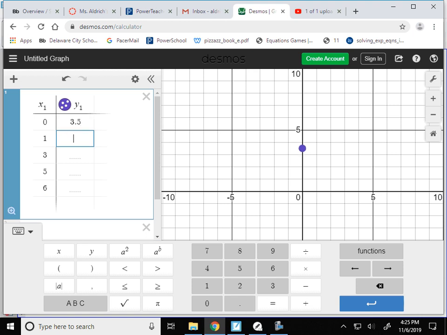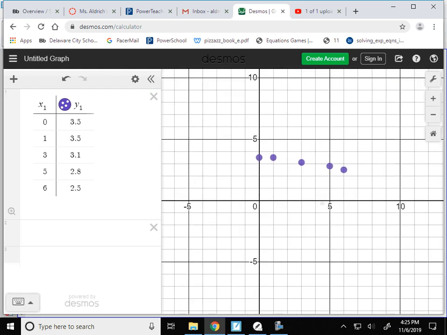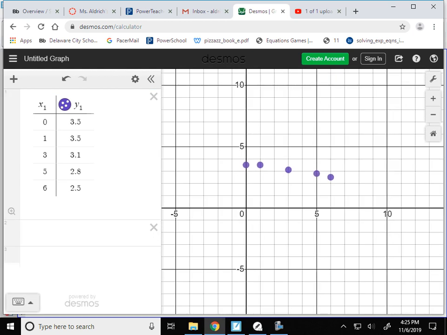3.5, 3.5, 3.1, 2.8, and 2.5. Now you should see this little scatter plot coming up over here. Those are your points. So when we look at that, you should be able to look at that before we even start and say that's a negative scatter plot. And it looks pretty strong because those points look pretty close to a line.